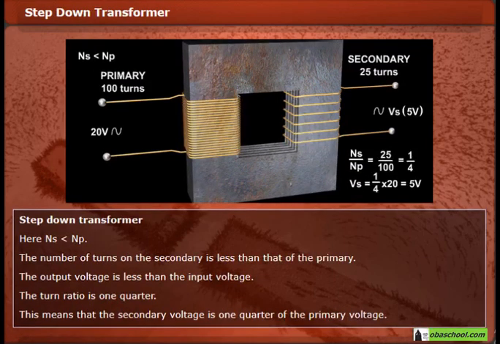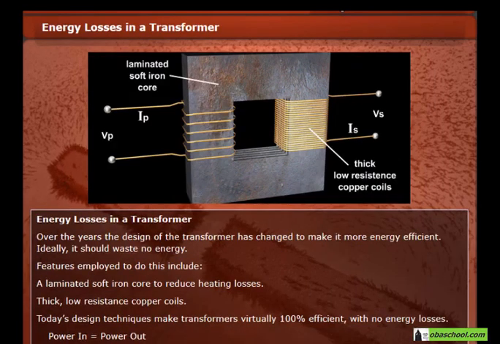Step-down transformer. Here, Ns is less than Np. The number of turns on the secondary is less than that of the primary. The output voltage is less than the input voltage. The turns ratio is 1/4. This means that the secondary voltage is 1/4 of the primary voltage.